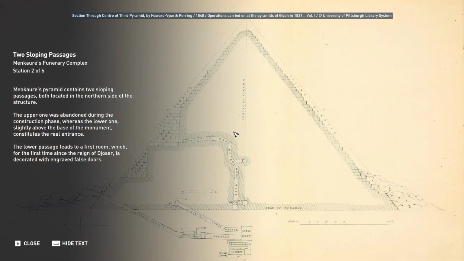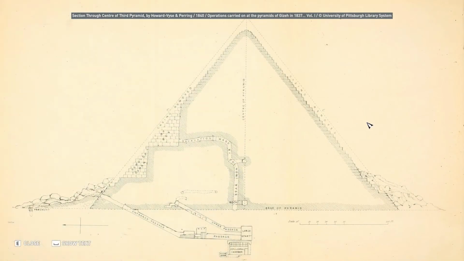Menkaure's pyramid contains 2 sloping passages, both located in the northern side of the structure. The upper one was abandoned during the construction phase, whereas the lower one, slightly above the base of the monument, constitutes the real entrance. The lower passage leads to a first room, which, for the first time since the reign of Djoser, is decorated with engraved false doors.